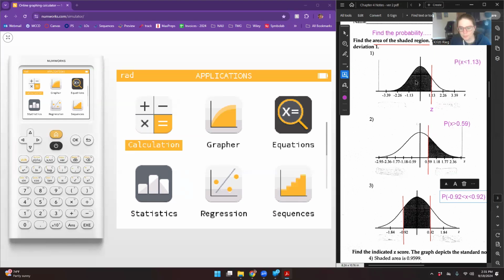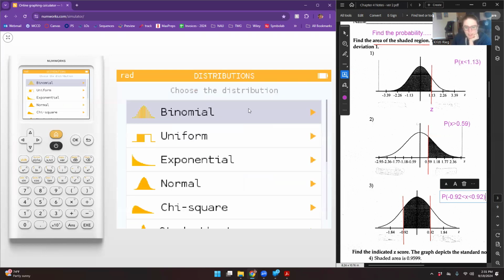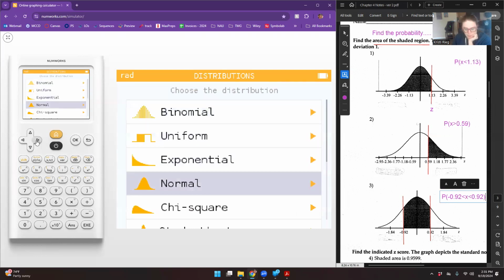So, first one, first of all, what are we doing? We are not doing calculation. We are not doing statistics. We are doing distributions. We talked about this. If you watched my bonus video for a shortcut in chapter 4.2, you've seen this distributions. If not, welcome to distributions. So we have distributions, and we are talking about normal distributions. We talked about this in the last section, last video. These are normal distributions. So we're going to go down to normal.